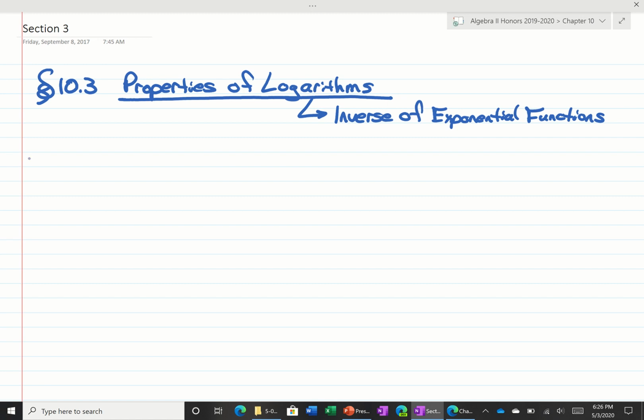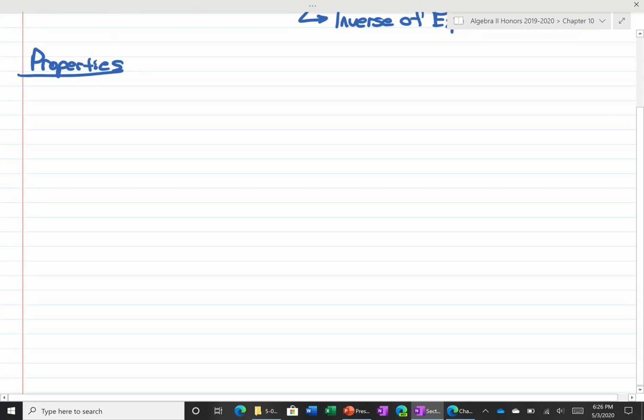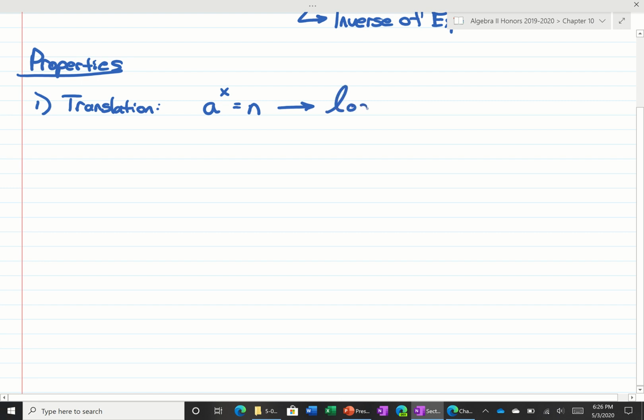All right, so to get started, let's just go right into our properties. We'll review the ones we talked about yesterday. One of the properties was the translation property. Translation property said that if you have a to an x power is equal to n, you could write it using logarithms as log base a of n is equal to x. You could just use the crisscross method to confirm that. And of course, you can go back and forth.